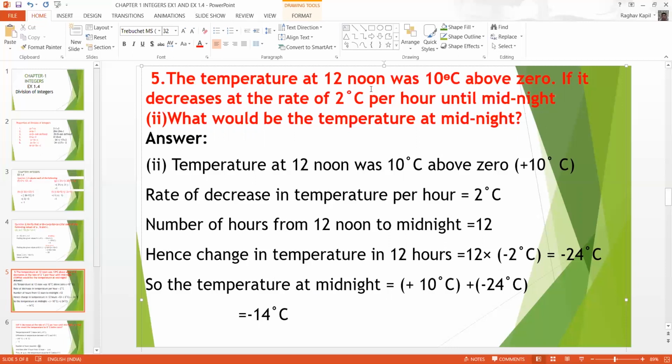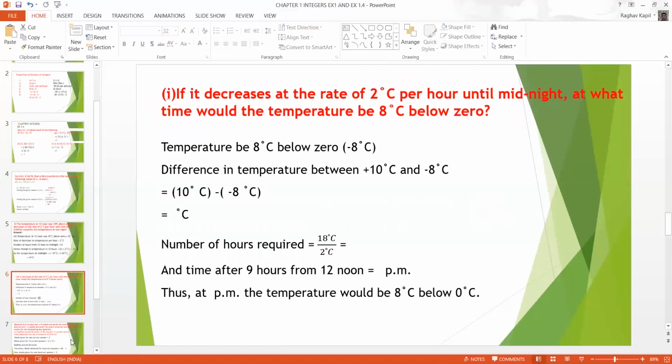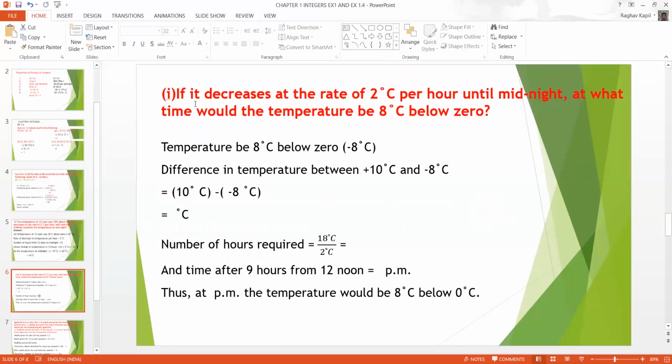Okay, once again, I'm explaining. At 12 noon, the temperature was 10 degrees, and it is decreasing at 2 degrees Celsius per hour. So in 12 hours till midnight, it will decrease minus 24 degrees Celsius. Earlier it was 10 degrees, and when we subtract this minus 24 degrees Celsius, it will be minus 14 degrees Celsius. So at midnight, the temperature will be what? Minus 14 degrees Celsius. Now see, the first part of it, we know that it is decreasing at the rate of 2 degrees Celsius per hour till midnight.